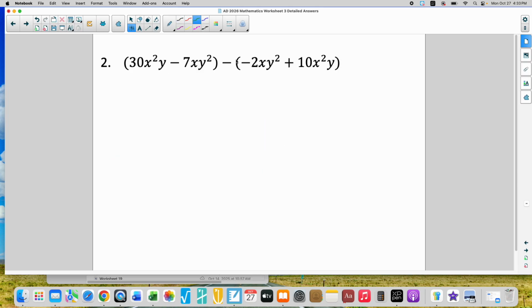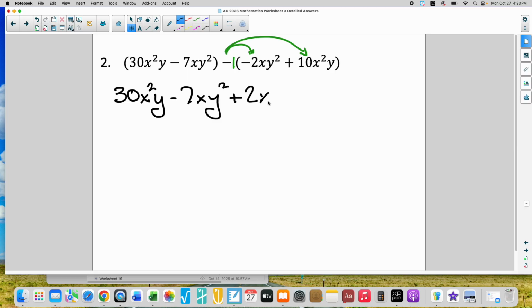This one, again, we have a -1, and we distribute. This time it will affect those numbers inside. So 30x squared y minus 7xy squared. Now a -1 times -2 is positive 2xy to the second. -1 times positive 10x squared y gives us negative 10x squared y.